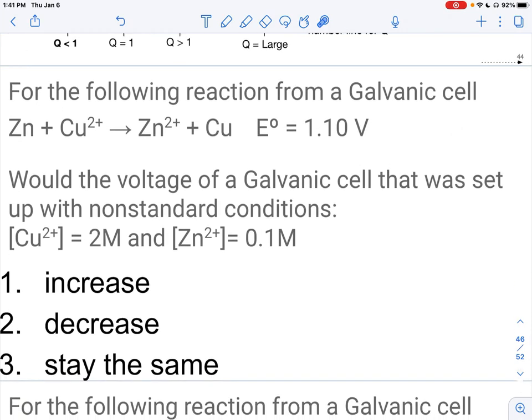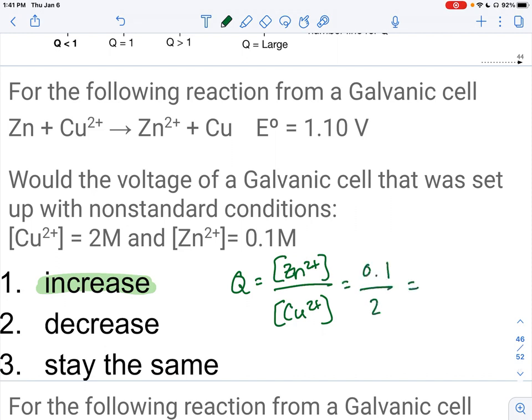With the voltage of a galvanic cell that was set up with non-standard conditions, copper 2 at 2 molar and zinc 2 at 0.1 molar, does it increase, decrease, or stay the same? It will increase. And let's see why. So Q is going to be this over this. So if we have 0.1 over 2, that is obviously a lot less than 1.